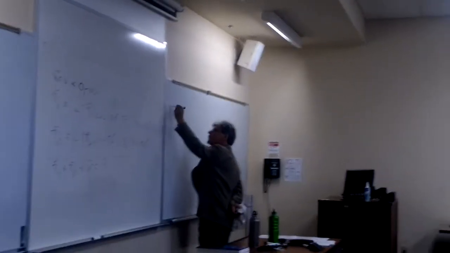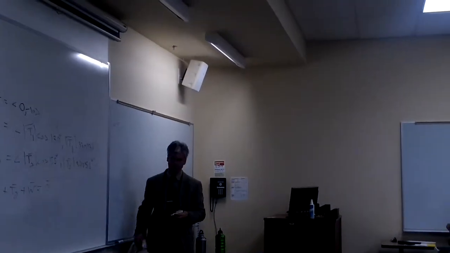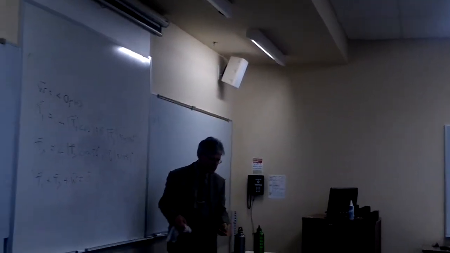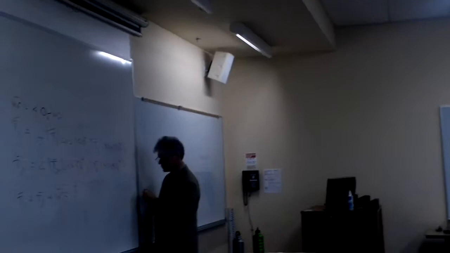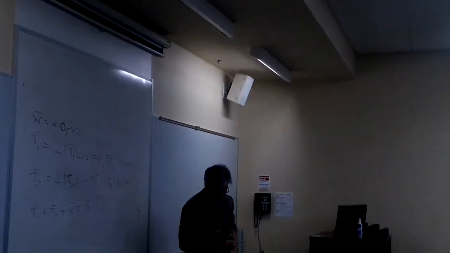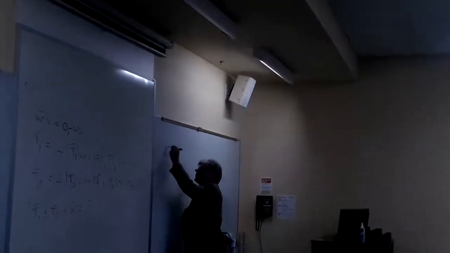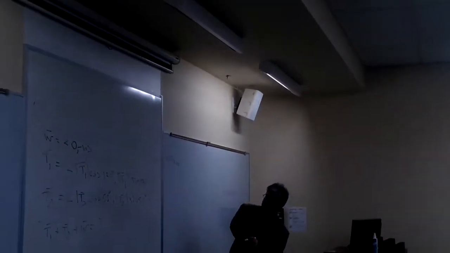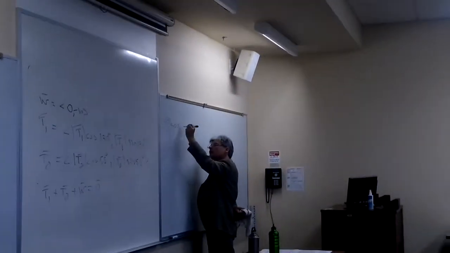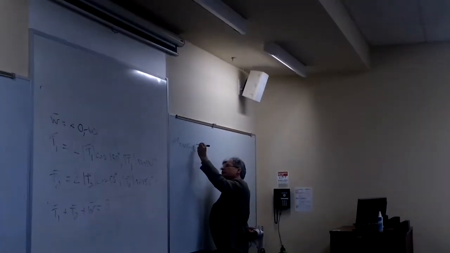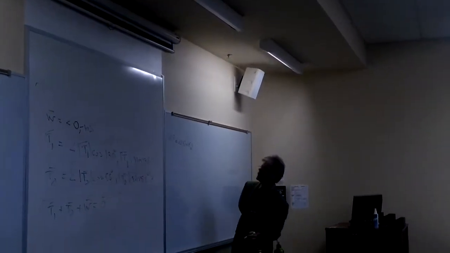Then, T1 bar, you guys can do a better job of this. Ooh, that's nice. So T1 bar's magnitude times the cosine of, I forget, is it 130? Plus T2 bar's magnitude times the cosine of 58 degrees.